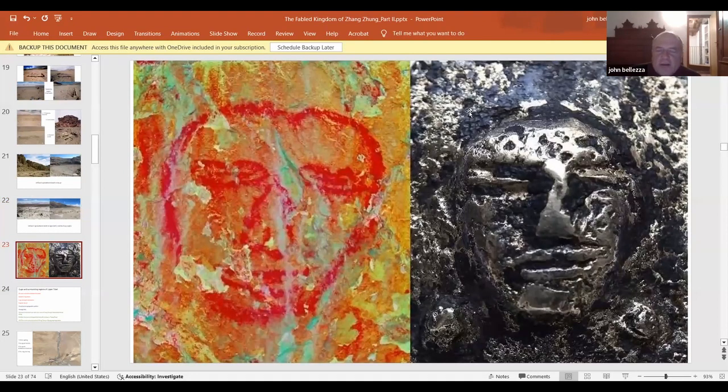Okay, let's start here. So this is basically just to pique your interest. We see two visages here, one in red ochre and one in bronze. The one on the right is part of a bronze plaque. The one on the left, the red ochre pictograph, is from Namso. But we can see here, in two very different mediums, very similar types of countenances, faces.